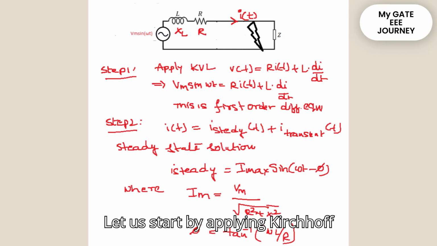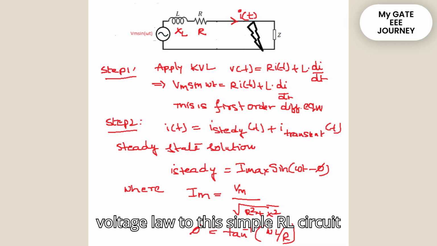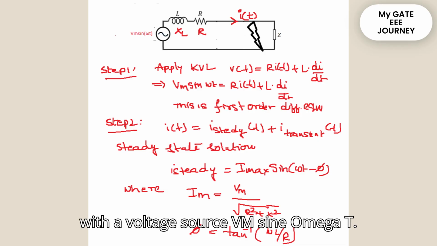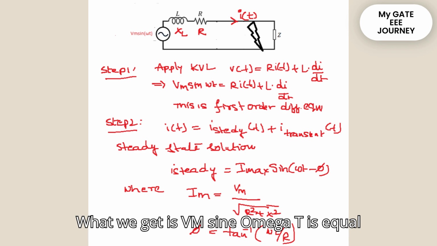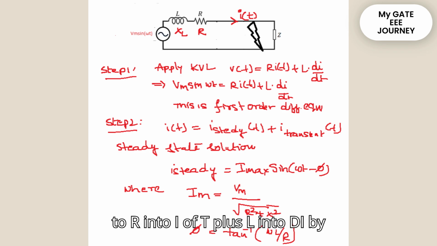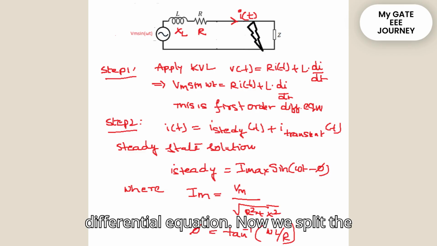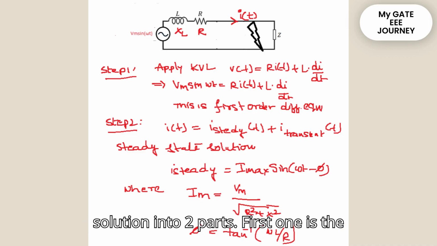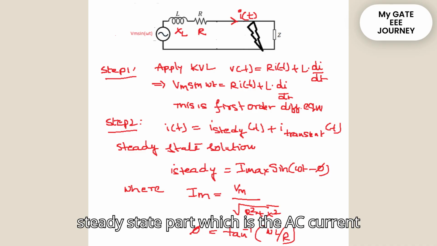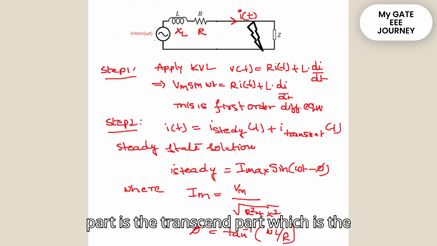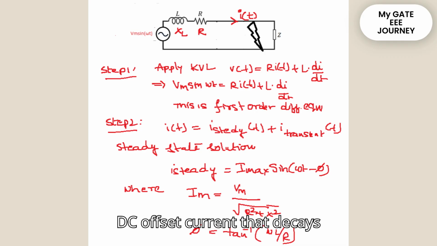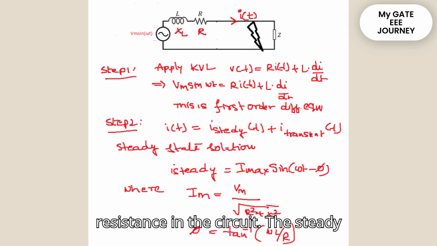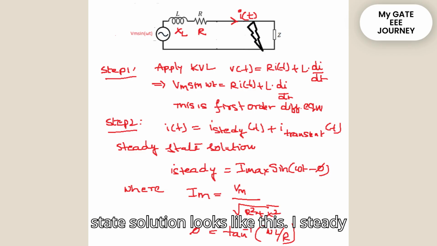Let's start by applying Kirchhoff's voltage law to this simple RL circuit with a voltage source Vm sin omega t. What we get is Vm sin omega t equals R times i(t) plus L times di/dt. This is a simple first order differential equation. Now we split the solution into two parts. First one is the steady state part, which is the AC current after transients die out, and the second part is the transient part, which is the DC offset current that decays over time due to presence of resistance in the circuit. The steady state solution looks like this.